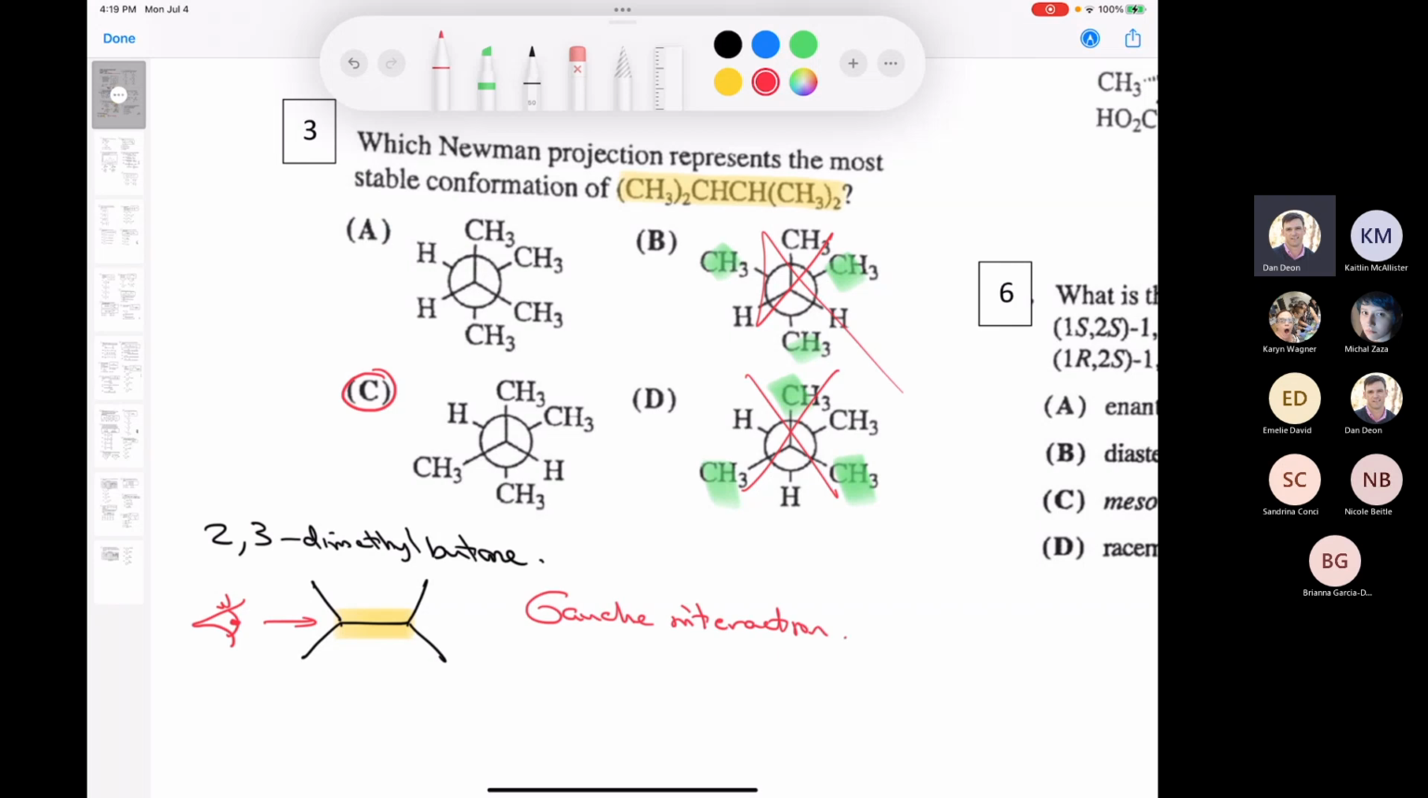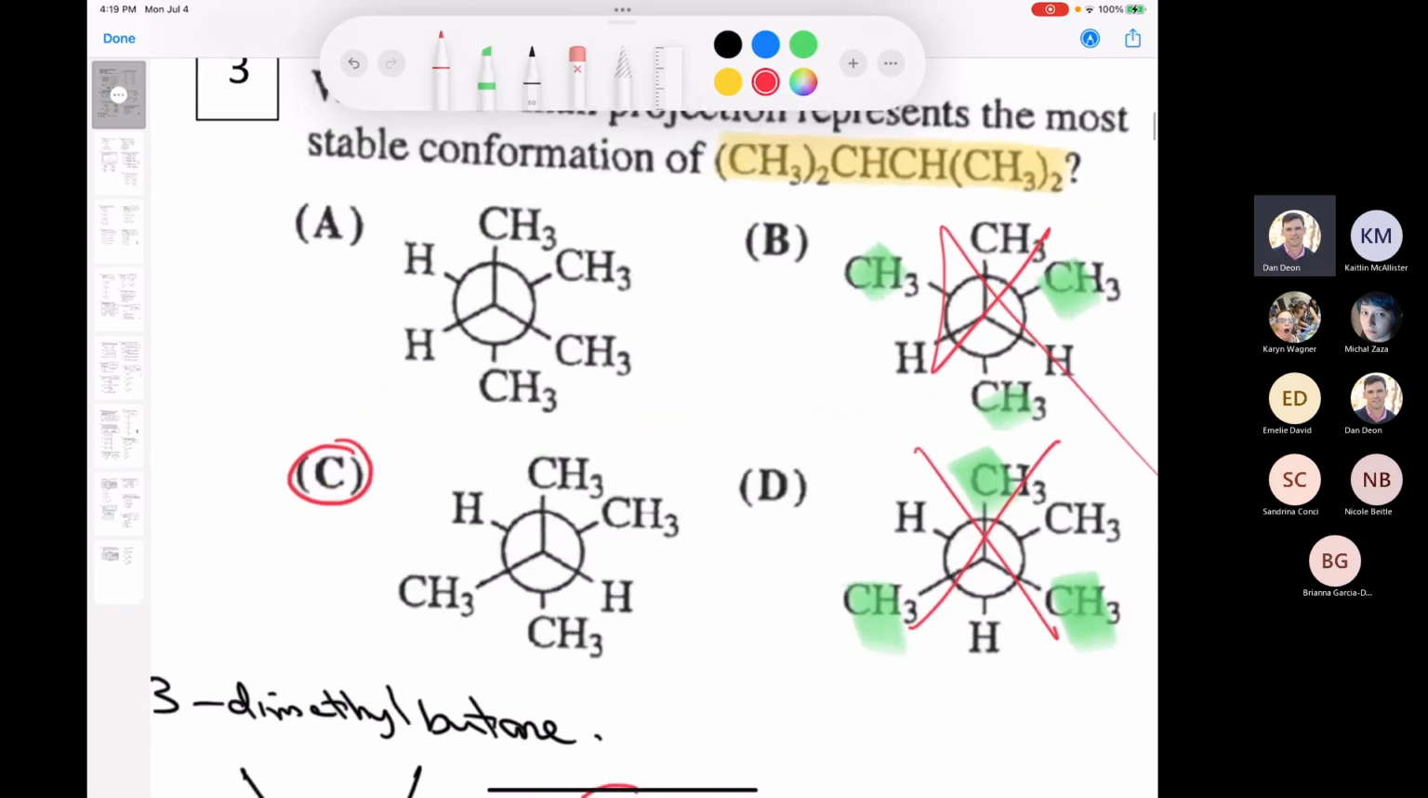If you look at A, it has a Gauche interaction here between those two methyls. Then it has a Gauche interaction between those two methyls. And it also has a Gauche interaction here. So we have 3 Gauche interactions.